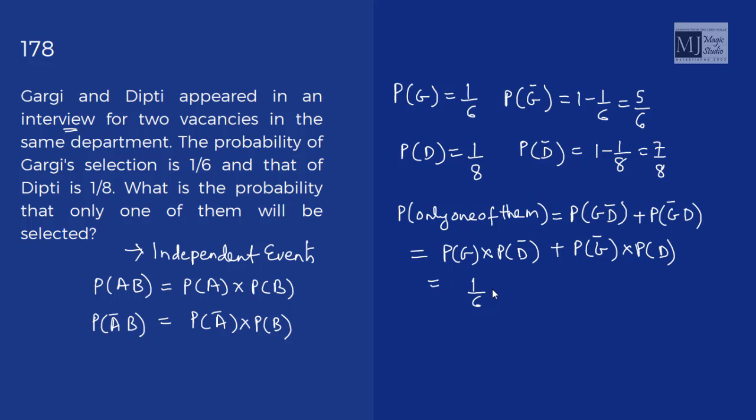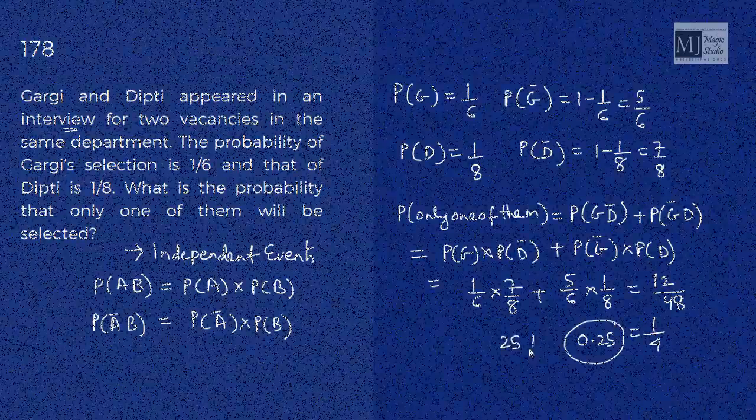1 by 6 into 7 by 8 plus 5 by 6 into 1 by 8. 7 plus 5 is 12 by 48, 6 eights are 48. That is 1 by 4. Probability is 0.25 or 25%.